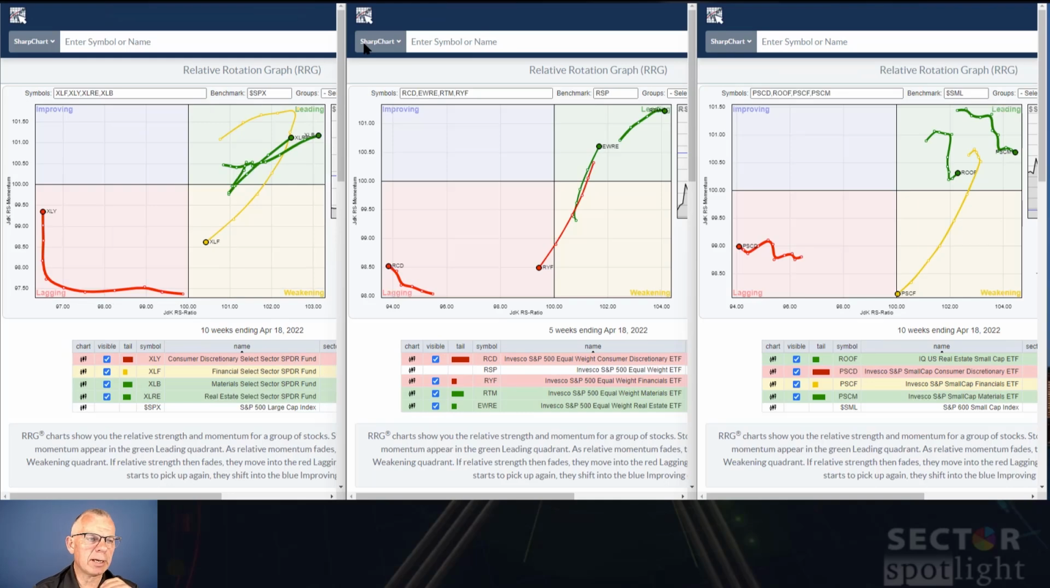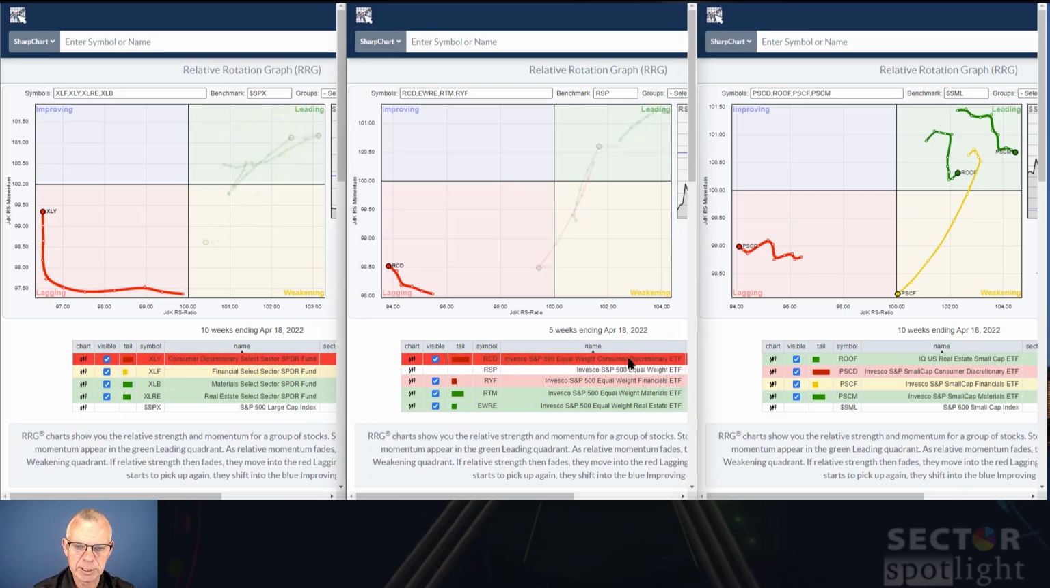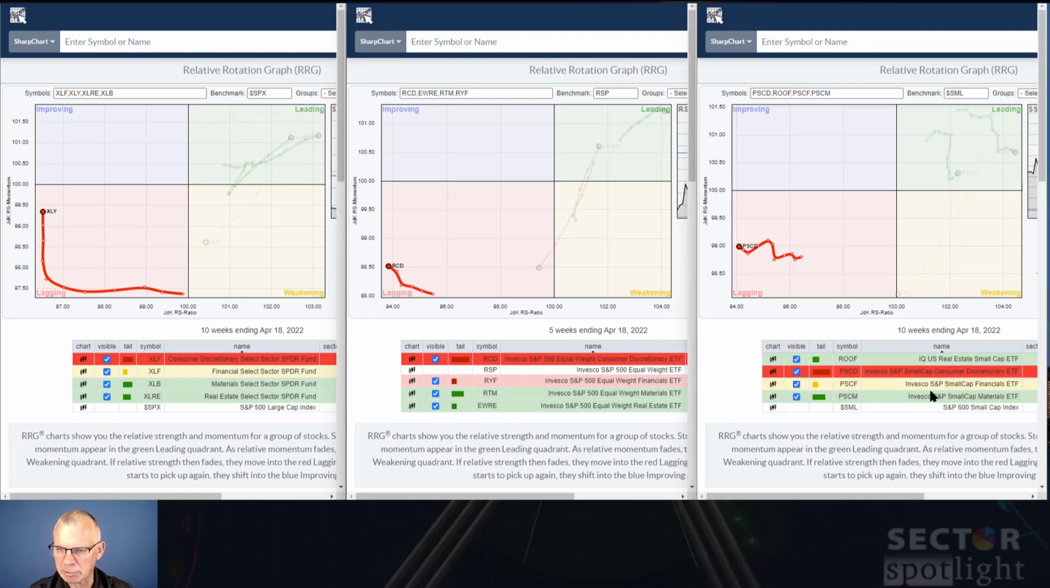So here we have the cyclical sectors. These are the large cap sectors, the series that we usually use. In the middle we've got equal weight, and on the right hand side we've got the small cap sectors. The big picture is that they're all sort of the same. I think the biggest difference is with small caps. Let's put them all one by one. So here is consumer discretionary, this is consumer discretionary, and here is consumer discretionary.